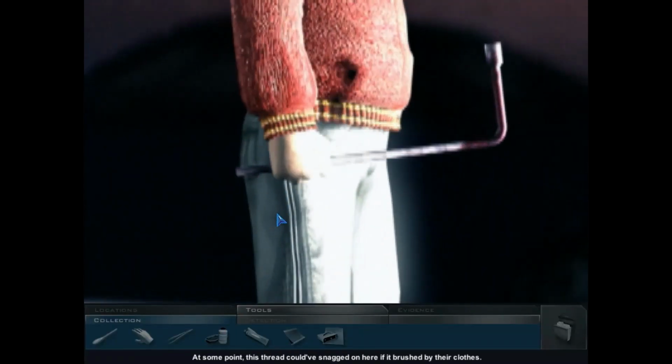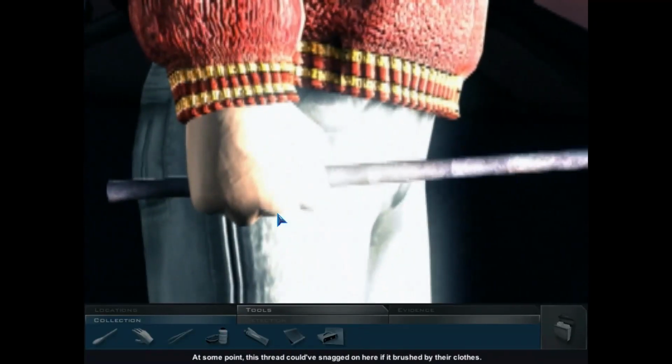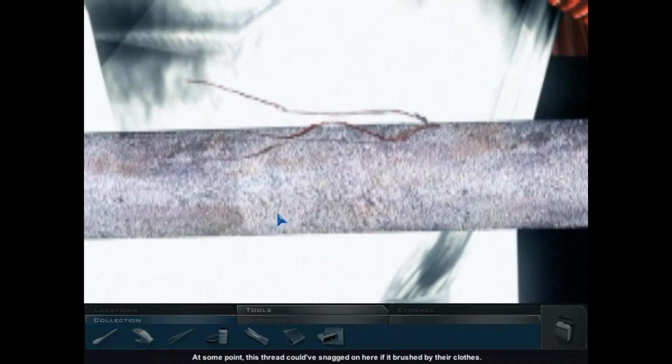Someone could have been holding this tire iron as a weapon. At some point, this thread could have snagged on here if it brushed by their clothes.